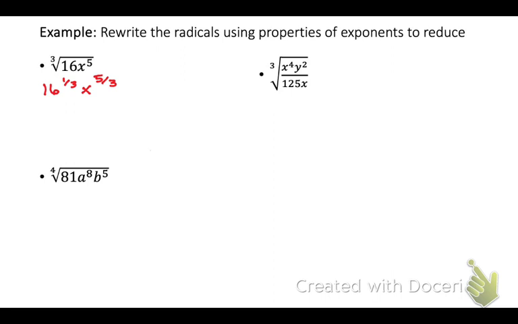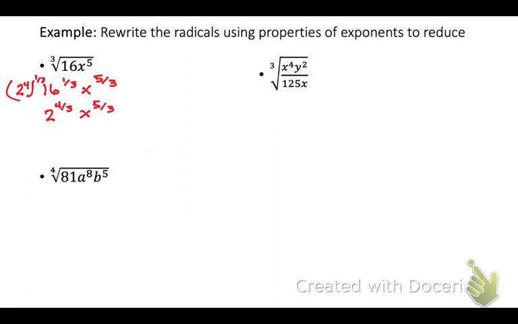So 16, we need to break it down as small as we can. 16 is what? 2 to the 4th. Why do you do that? Because it says simplify using the properties of exponents. So that means we have to put it into exponential form. Okay. So this is going to be 2 to the 4th times 1/3. So it'll be 2 to the 4/3, because you multiply them. Okay. And then x to the 5/3.